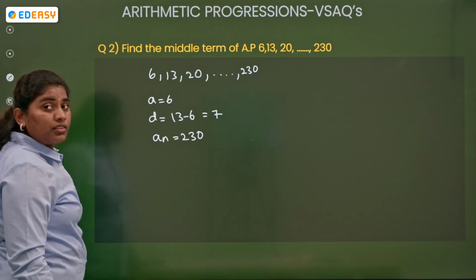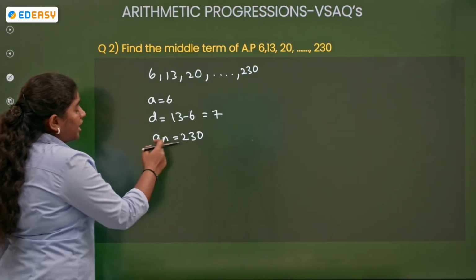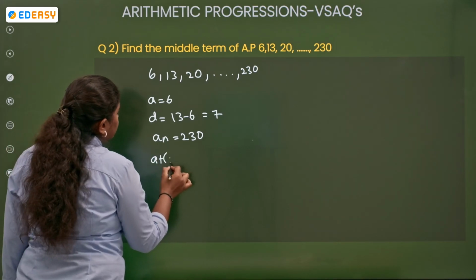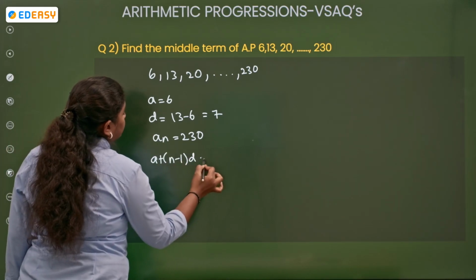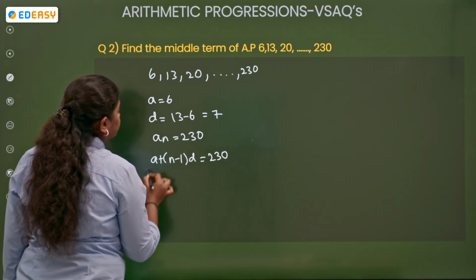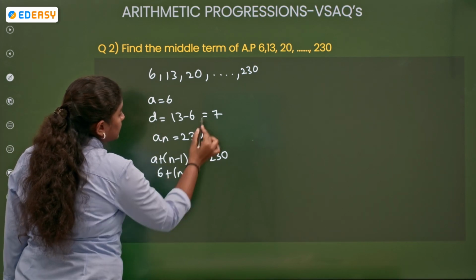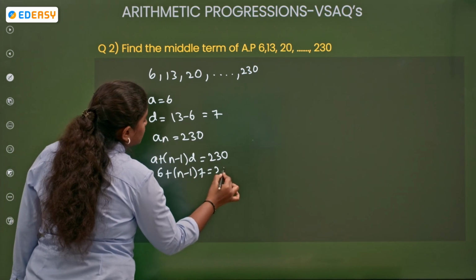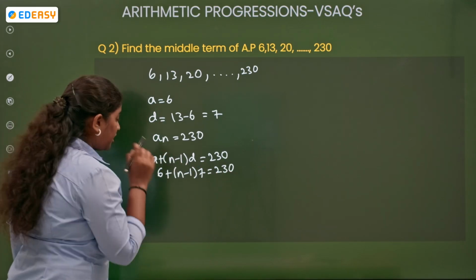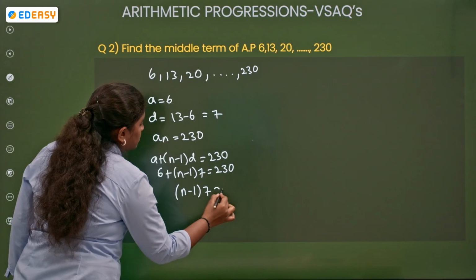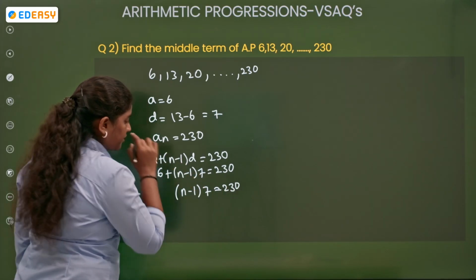Now, coming to here, we have an equals 230. What is the an formula? a plus (n minus 1) into d, which equals 230. Now, the a value is 6, and n minus 1, keep it like that. The d value is 7, equals 230. Okay. Now, (n minus 1) into 7 equals 230, right?